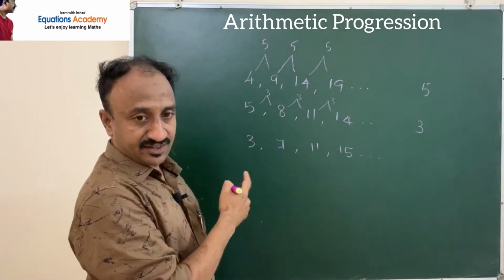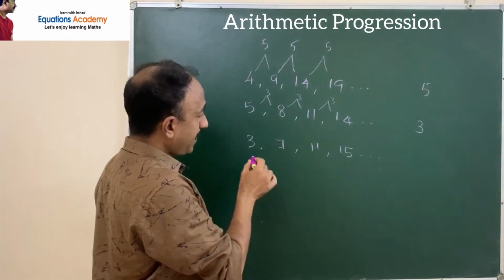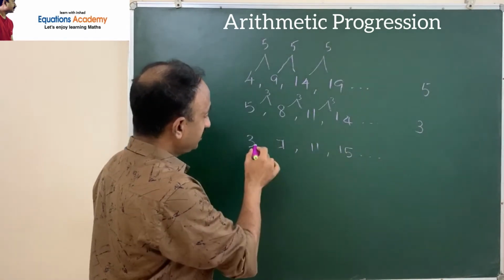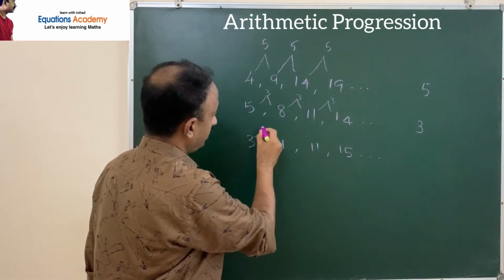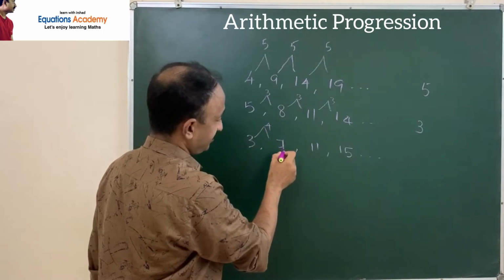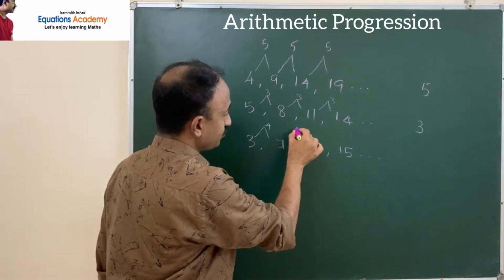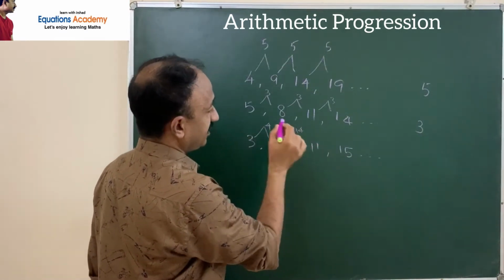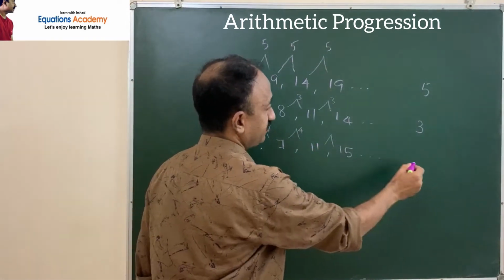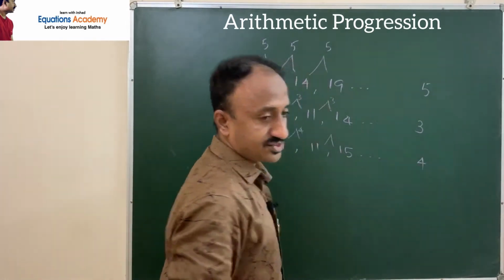What about the third sequence? Here this list of numbers, 3 plus 4 is 7. 7 plus 4 again is 11. 11 plus 4 is 15. Here the difference is 4.